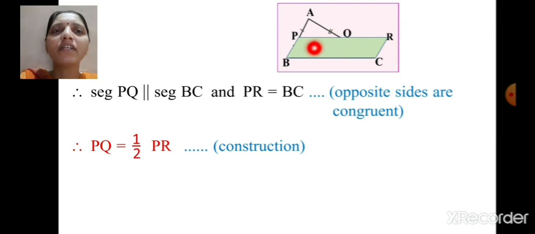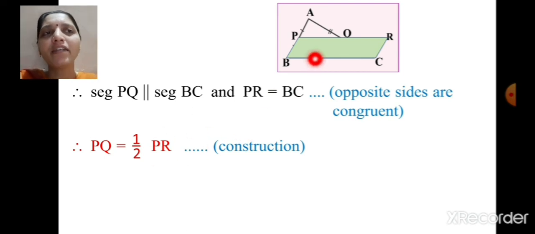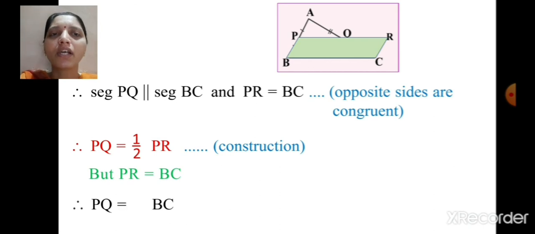So we can write here PQ is equal to half of PR. Reason is construction, and we know that PR is equal to BC. So instead of PR we can write here BC. So therefore PQ is equal to half of BC. Hence we have proved the midpoint theorem. I hope you all have understood this midpoint theorem. It was very important and very simple one also.